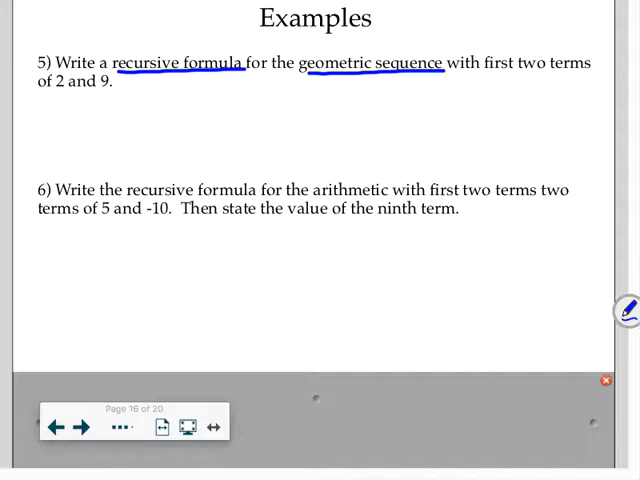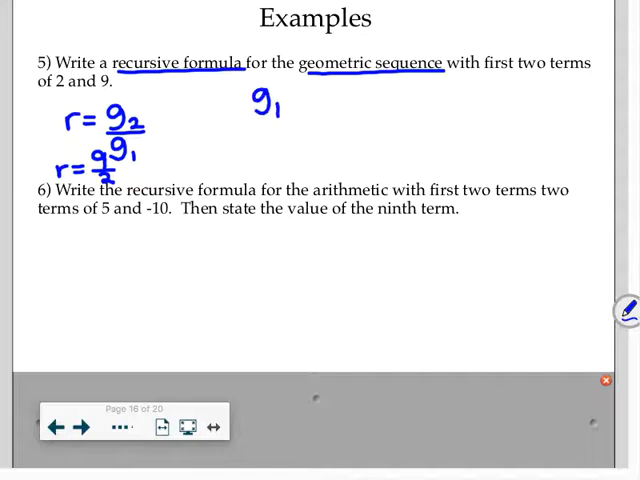All right, number 5. It asked me to write recursive, so I need to know the initial and the next term. Geometric means I have a common ratio, so I need to find the common ratio. You take g sub 2 divided by g sub 1. So the common ratio is 9/2.